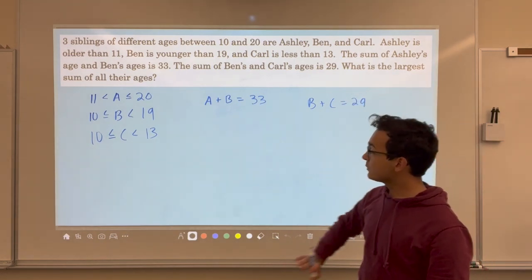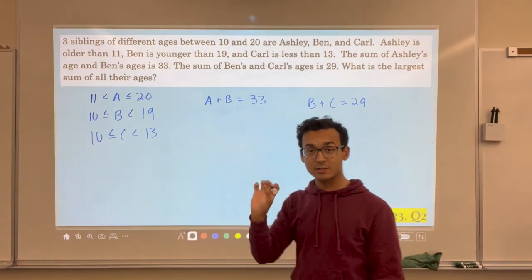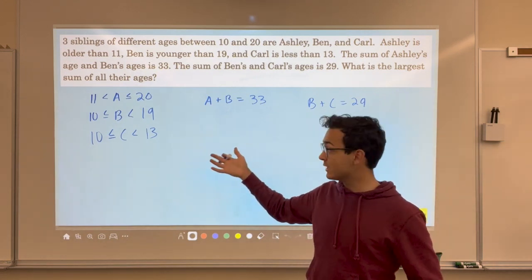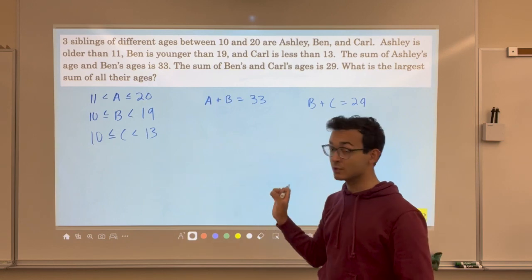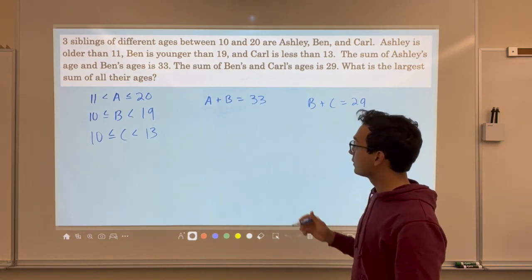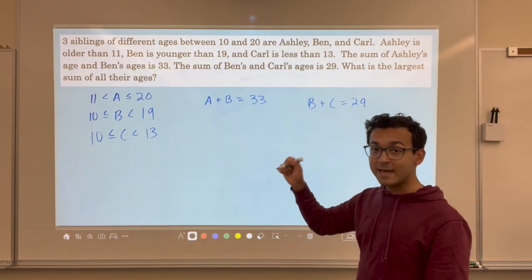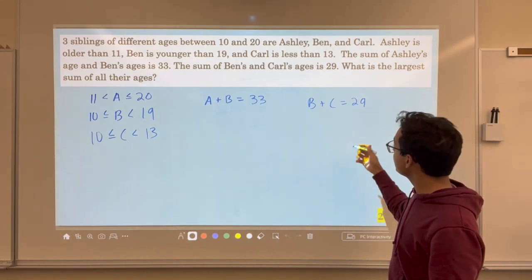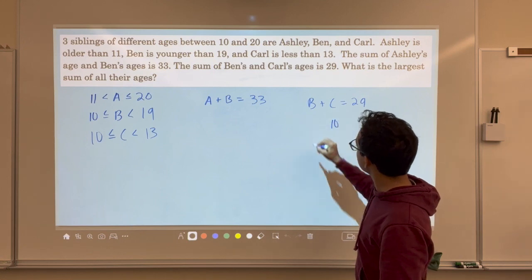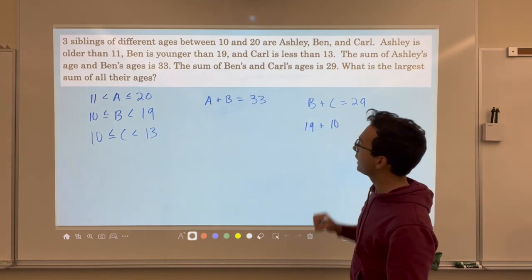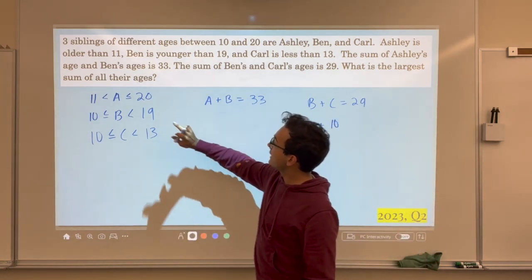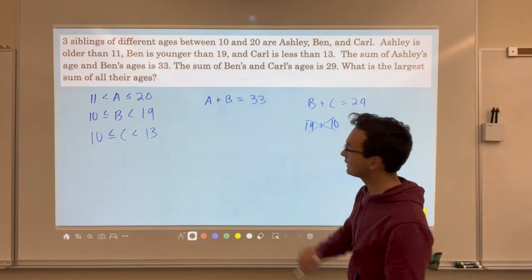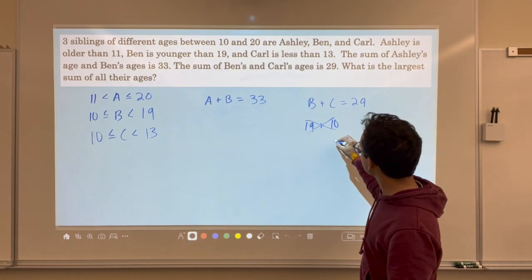Now, I'm going to start with C because it's the smallest number of possibilities. A and B both have many possibilities for their ages, but C only has a few. So let's start with C. So we know that C can only be 10, 11, or 12. So let's take a look at this equation over here. If C is 10, then B must be 19. However, we know that B cannot be 19 because Ben is younger than 19, so therefore that's not a valid possibility.